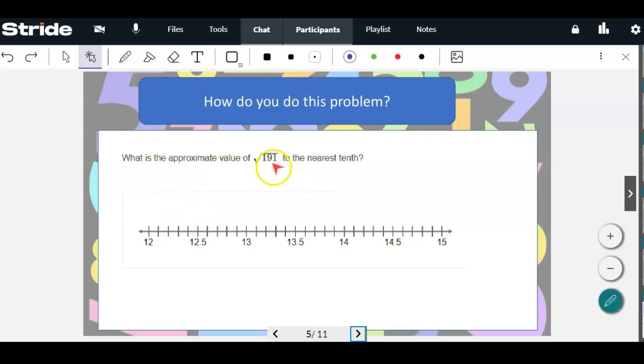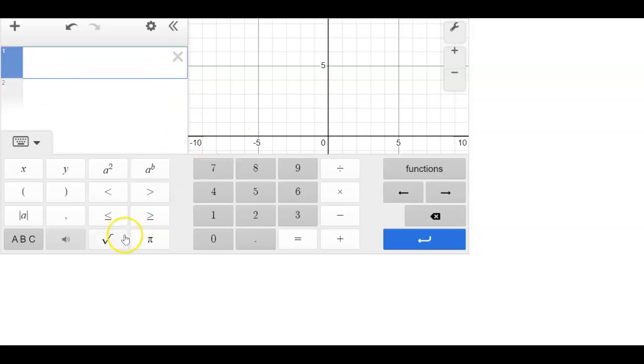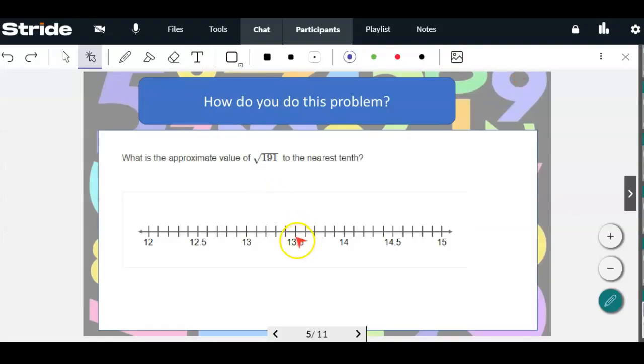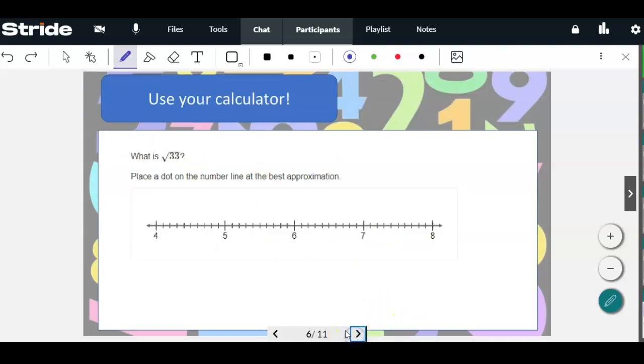It says, what is the approximate value of square root of 191 to the nearest tenth? So we're going to do square root of 191. 13.8, because this 2 here just tells you leave that 8 alone. So 13.8, here's 0.5, 6, 7, and 8. So we want to put a point right there. So let me make sure I got it here. 6, 7, right here. All right, you'll have a problem similar to that on the test. Let's look at the next one.